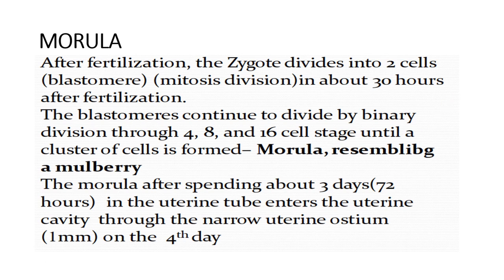After fertilization has taken place, we end up with a zygote. The zygote will undergo mitotic division to form a blastomere, and this usually takes about 30 hours after fertilization. This blastomere will continue dividing. It will divide into 4 cells, and then into 8 cells, and then into 16 cells. And the 16 cell stage is what we call the morula. And this morula resembles a mulberry.